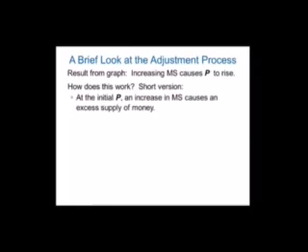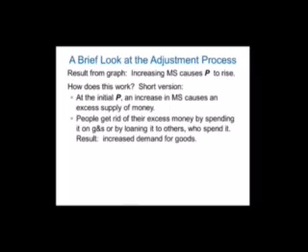Why does this happen? Short version is, at the initial price, supposing the sellers don't know that the money supply increased, an increase in money supply will cause an excess supply of money. Then people start to get rid of their excess money by spending it or by loaning it to others. If I can't spend it, I save it in the bank, and the bank will give it to someone else for spending. As a result, the demand for goods goes up.